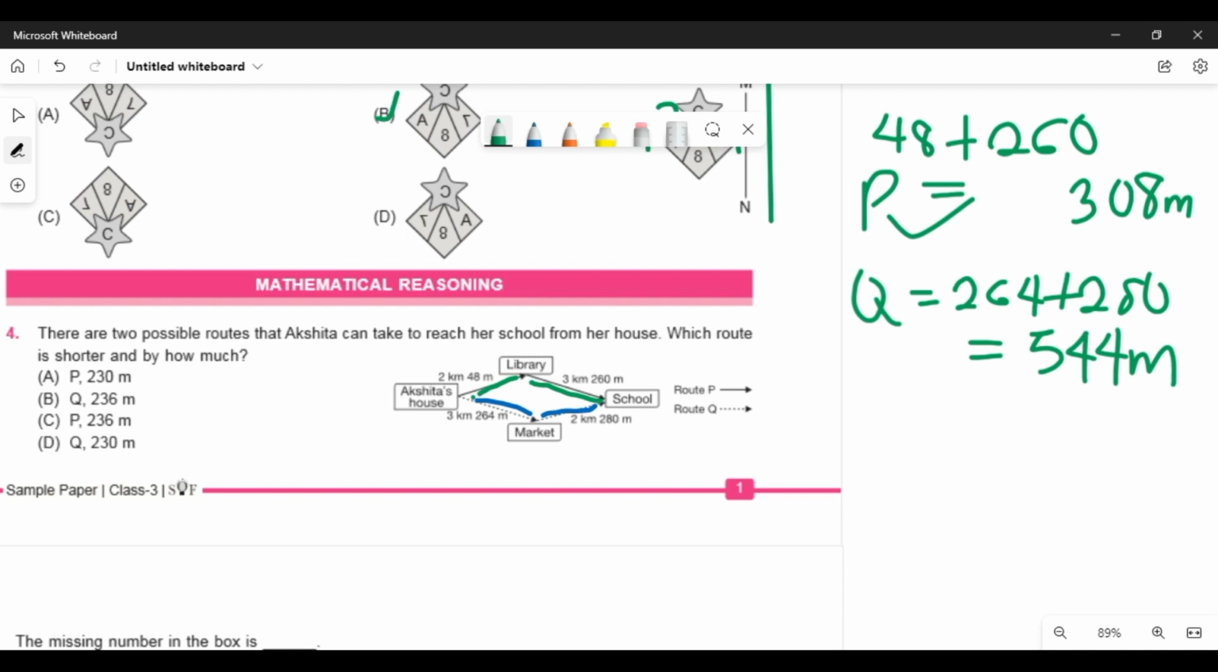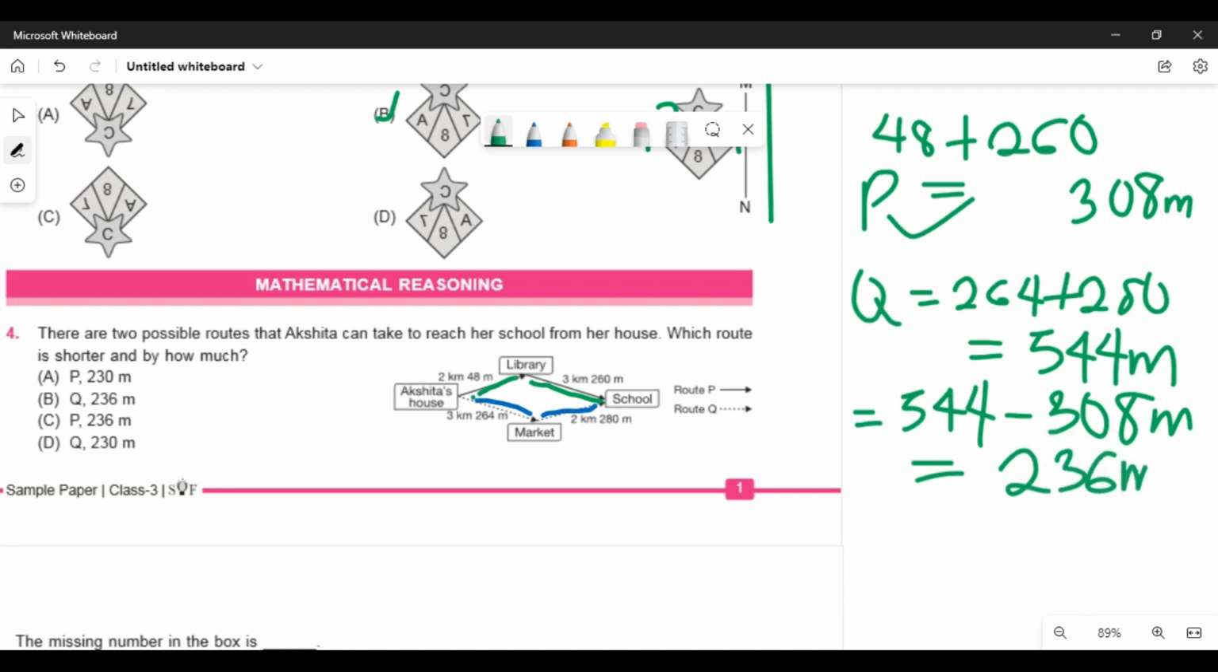Now, by how much? What is the difference? The difference now will be 544 minus 308 meters. When we subtract this, we are going to get 236 meters. So the shortest route is route P, and how much shorter it is: 236 meters, which is option C.